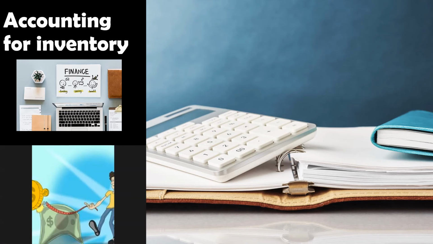When you make immediate payment, you debit inventory and credit the bank, which shows a decrease in the cash balance. That's an asset. Credit purchase: when you buy on credit, you will debit purchases and credit the creditor's account. In this case, the liability increases because the purchase is credited to the creditor's account.